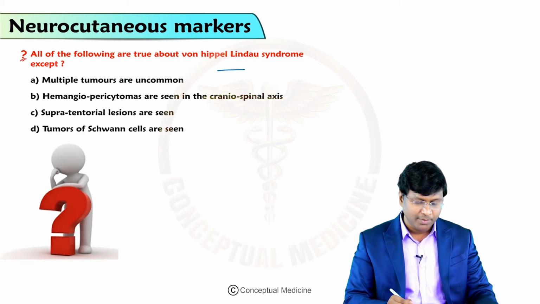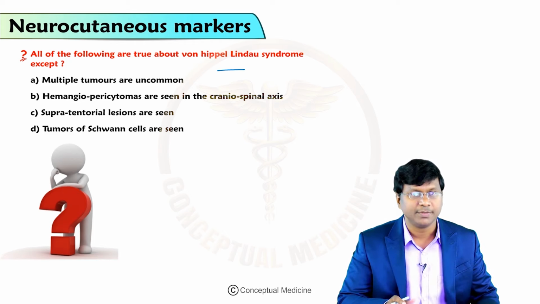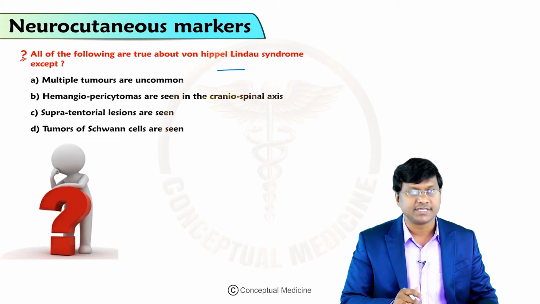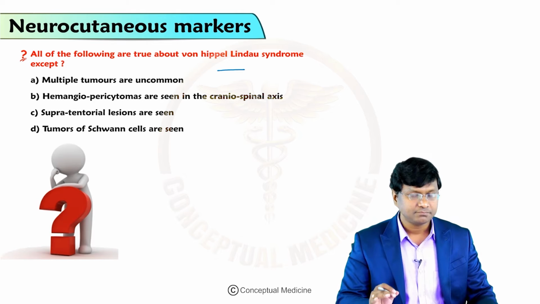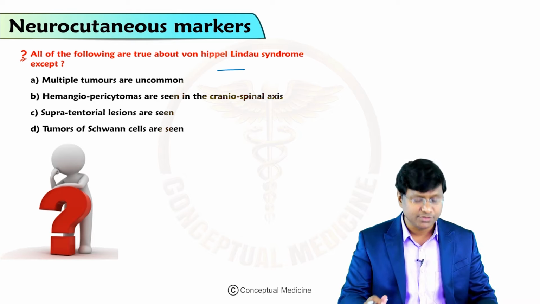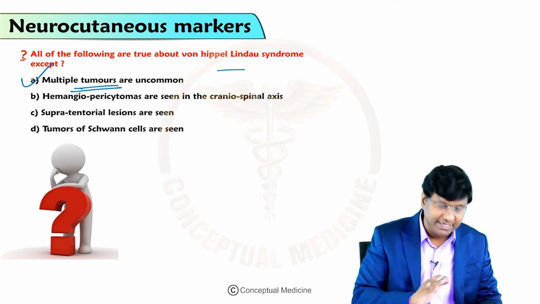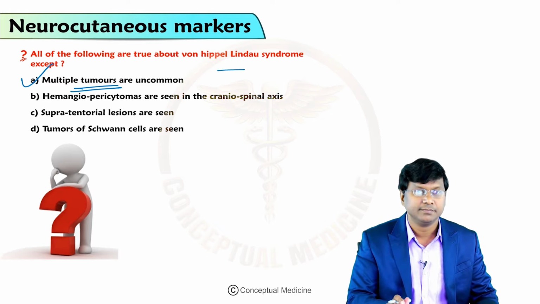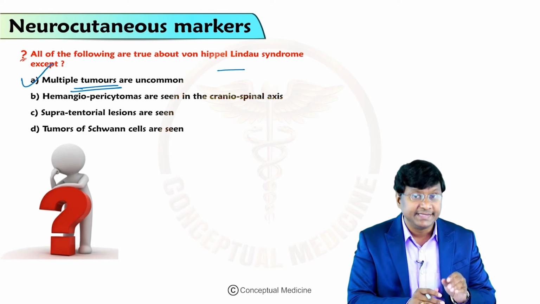All of the following are true about von Hippel-Lindau syndrome except: multiple tumors are uncommon, hemangiopericytomas are seen in the craniospinal axis, supratentorial lesions are seen, tumors of the Schwann cells are seen. So, which of the following is not a feature of von Hippel-Lindau syndrome? In von Hippel-Lindau, you don't have... multiple tumors are uncommon.